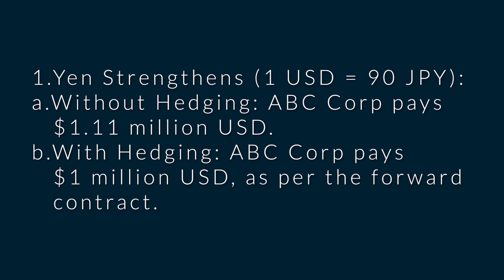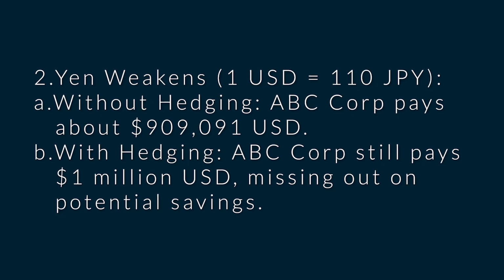With hedging, the company pays $1 million as per the forward contract, because that is what they're going to buy the currency for from the bank, and then they just spend whatever they are planning to spend. Now, the reverse can also happen. The yen weakens, so 1 US dollar equals 110 Japanese yen. Without hedging, the company pays 909, 1,091 US dollars, so they gain. But with hedging, they still pay $1 million US, missing out on the potential saving.